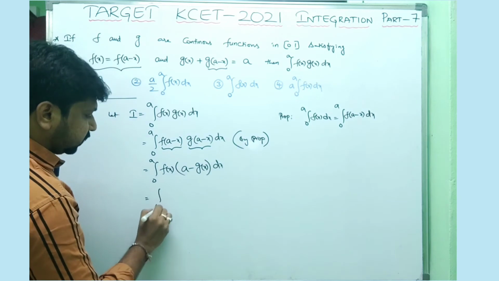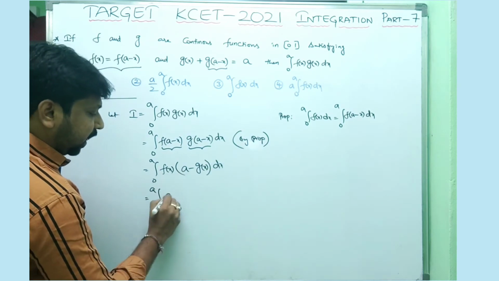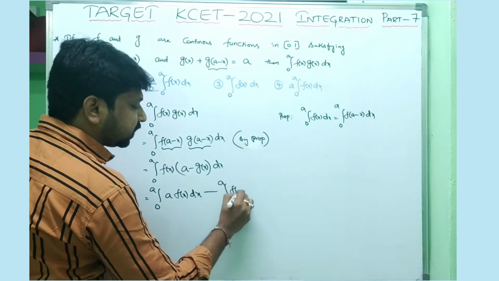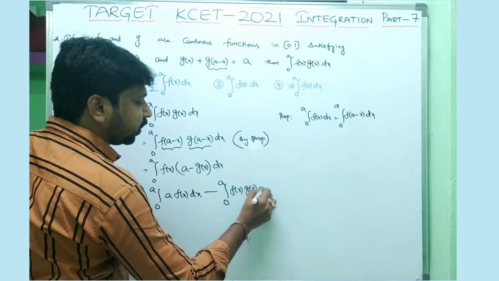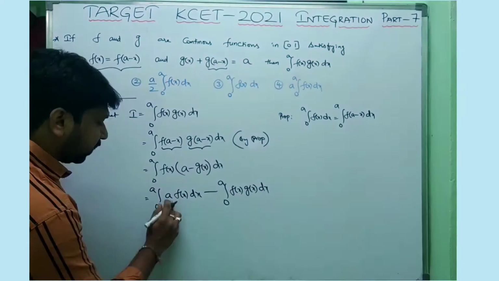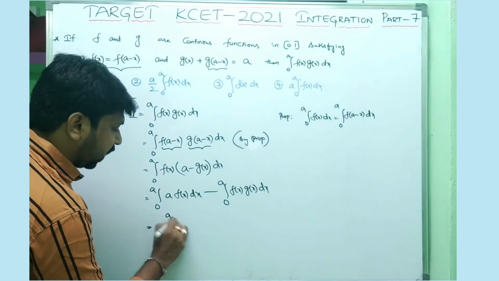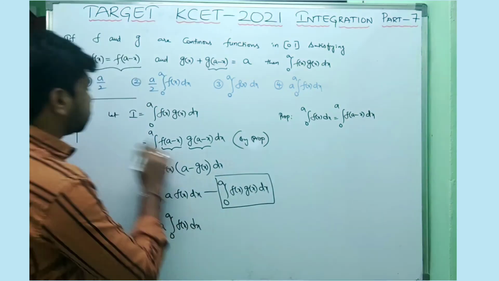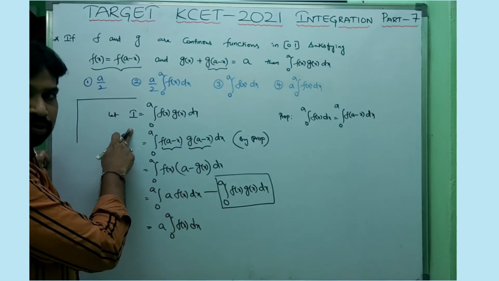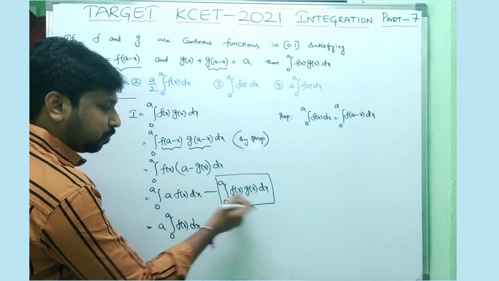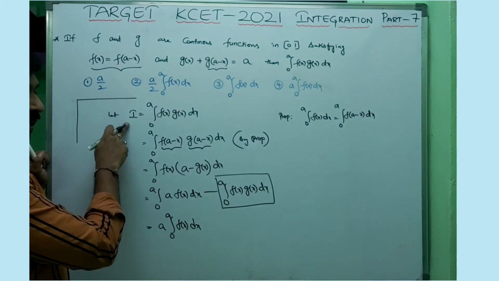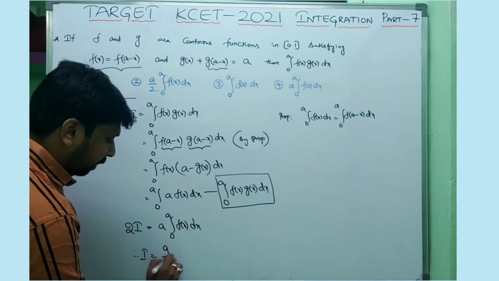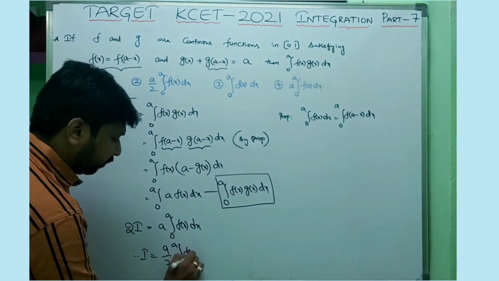So this can be written as integral 0 to a f of x into (a minus g of x) dx, which is integral 0 to a a f of x dx minus integral 0 to a f of x g of x dx. Here a is a constant, so keep it outside: a times integral 0 to a f of x dx. Now the second term is nothing but I, your original question only. So minus I, keep on the left-hand side, plus I. Already one I is there, so I plus I becomes 2I. Therefore I can be written as a by 2 into integral 0 to a f of x dx.